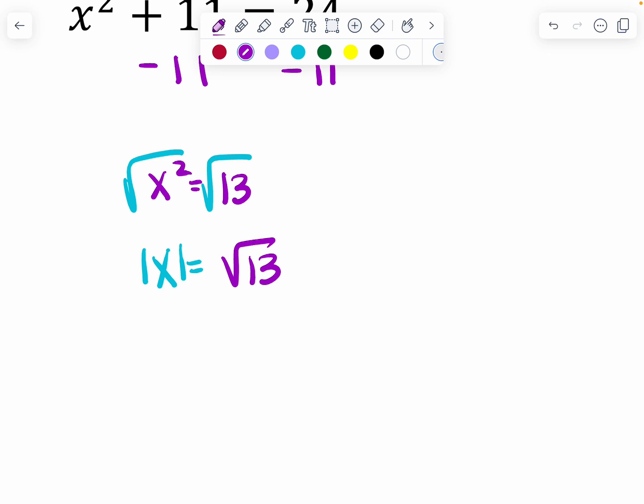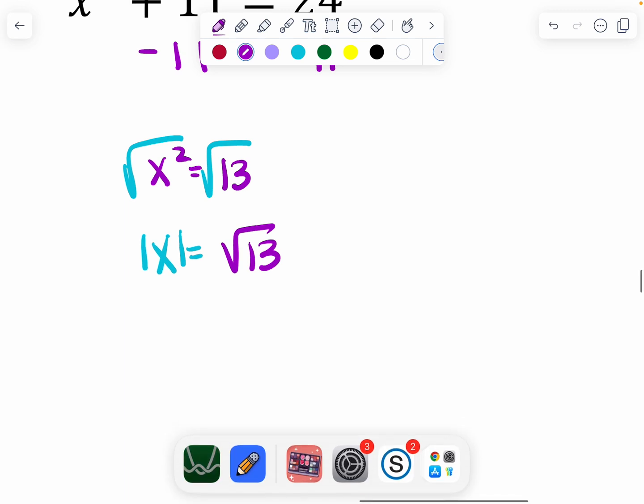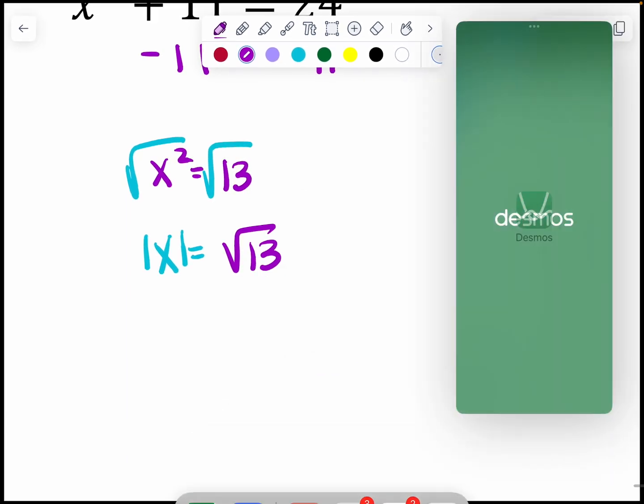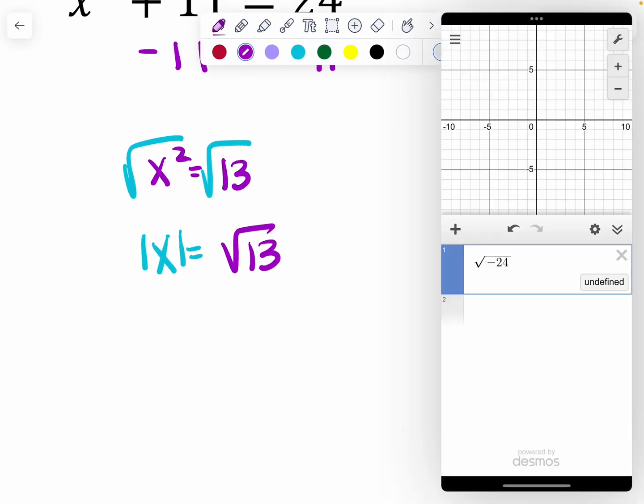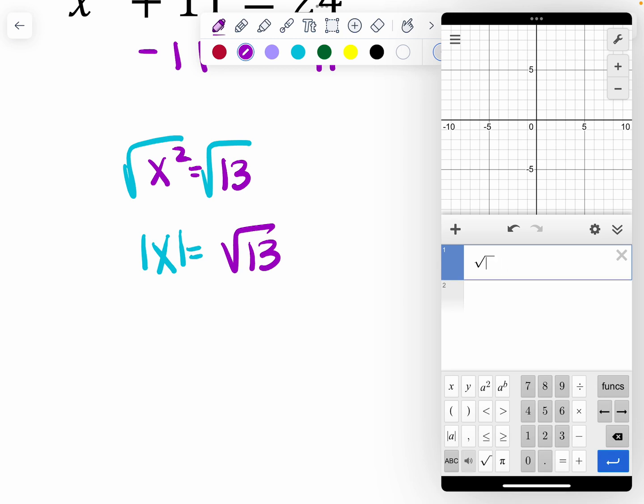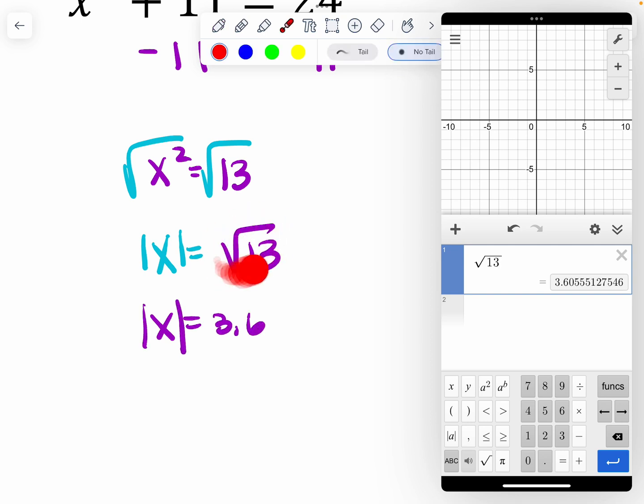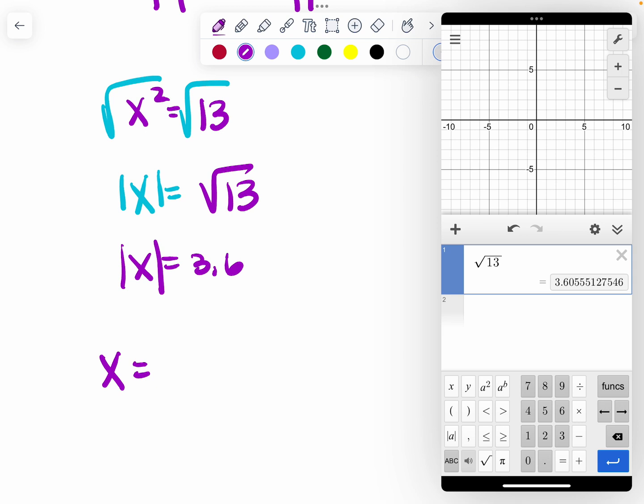If it really helps you, you can put in the calculator the square root of 13 and get me a decimal. Either way is fine by me. So the absolute value of x is 3.6. I don't care if you leave it as the square root or as a decimal form. Either way, remember, the bars have to drop. So you have to walk to the left and to the right.